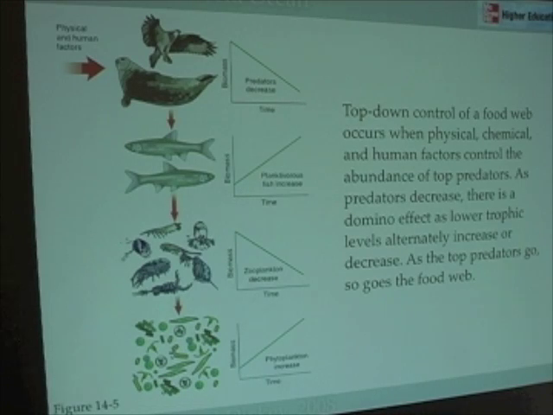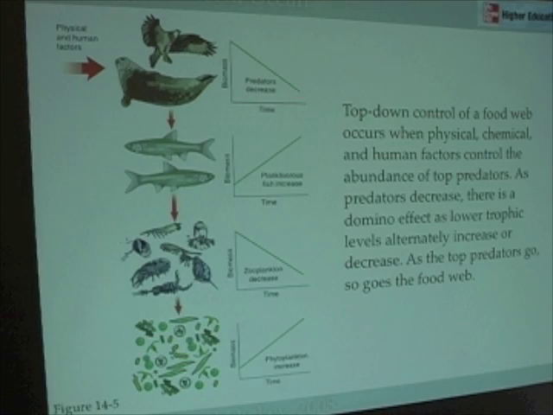In top-down control, it works a little bit like this. It's a kind of domino effect, if you want to think about it like that. Some physical or even human factors may limit the growth of the top predators. It could be something like DDT, limiting the numbers and biomass of fish. It could be a climate factor that limits the biomass of fish-eating birds, or other kinds of factors that limit the numbers of marine mammals and other types of predators.